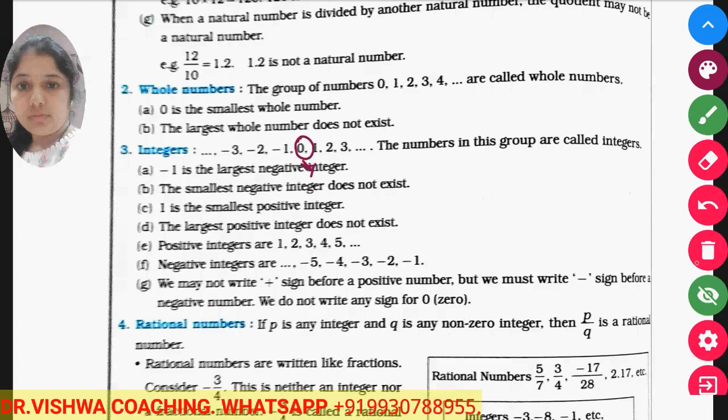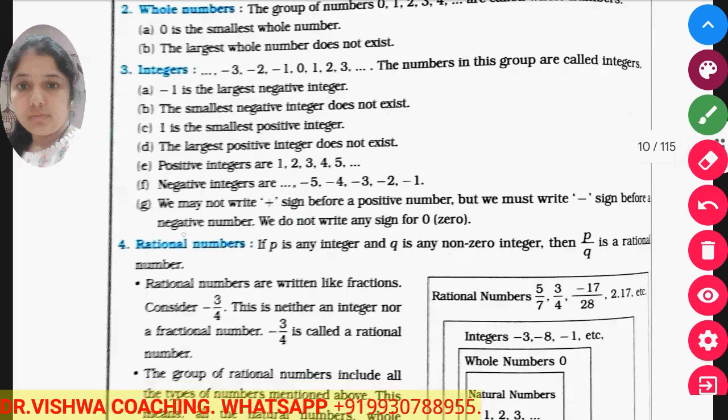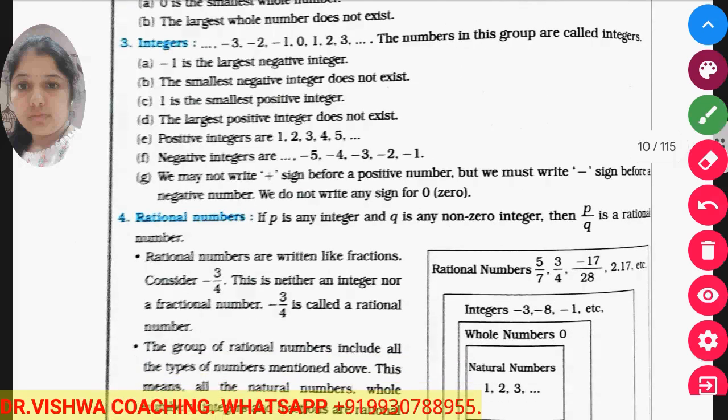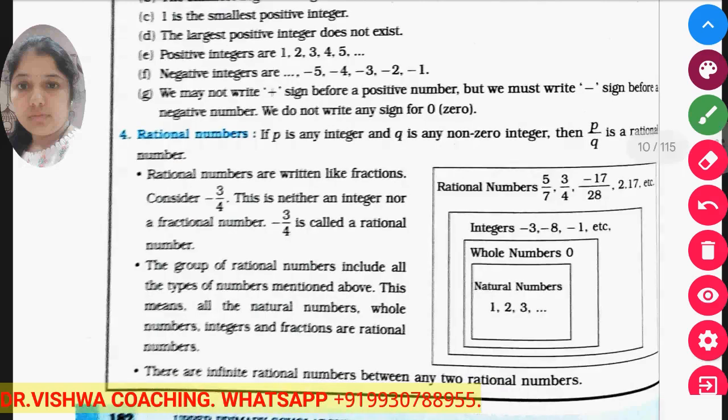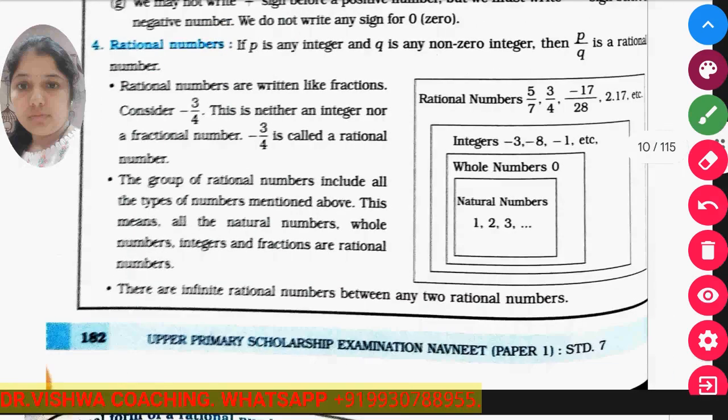Okay, now integers, when we talk about integers, we don't give any sign to 0, neither positive nor negative, and -1 is the greatest integer on the negative side, and the smallest does not exist, and +1 is the smallest positive integer, but the greatest positive integer does not exist. So -1 is the largest negative integer, and +1 is the smallest positive integer, and the opposite of them does not exist.